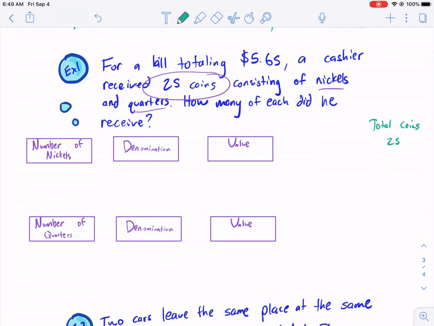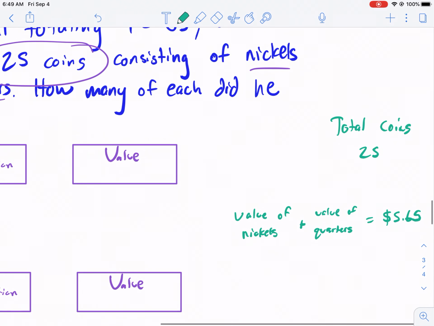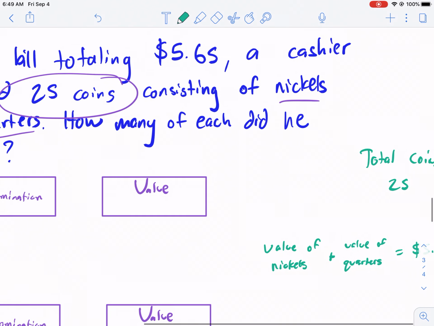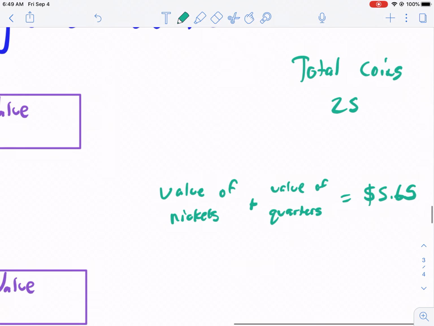We know that the value of the two, so the value of nickels plus the value of quarters is equal to what? Is equal to 565. So that's something that we know. That's useful information. Okay. Now, how do we relate the total coins into another equation? Because we need two equations here.